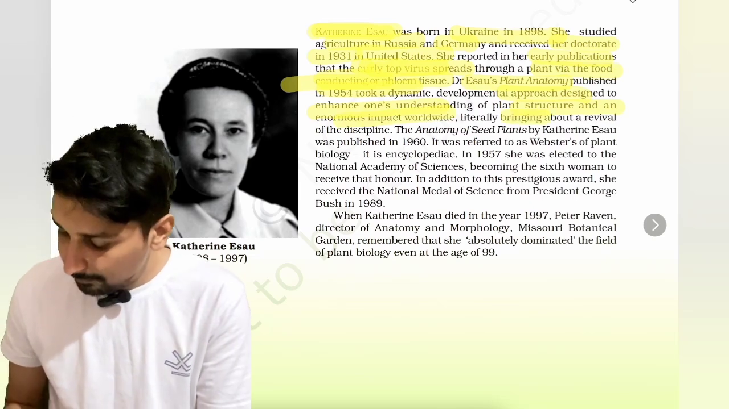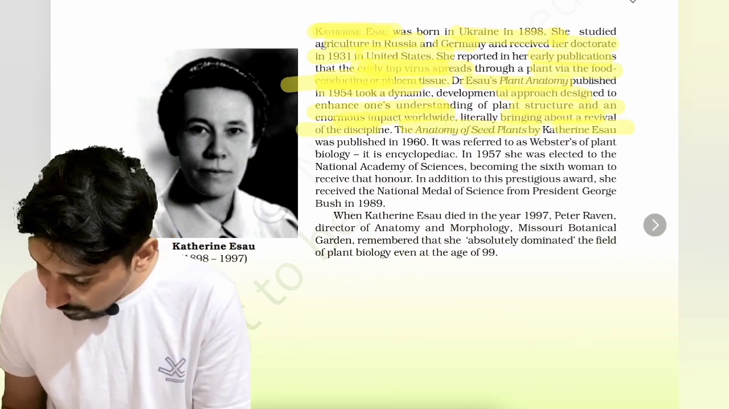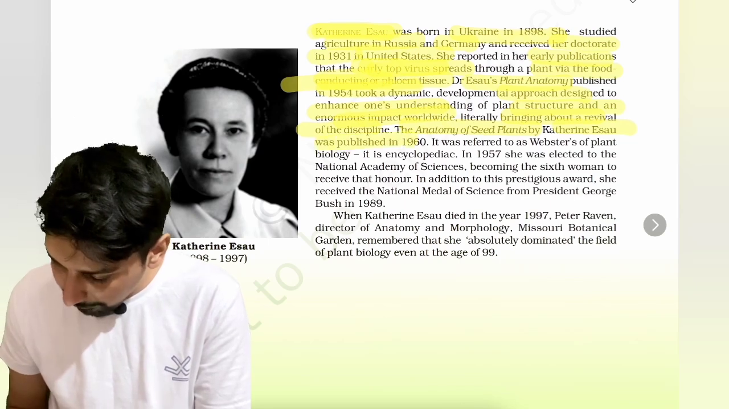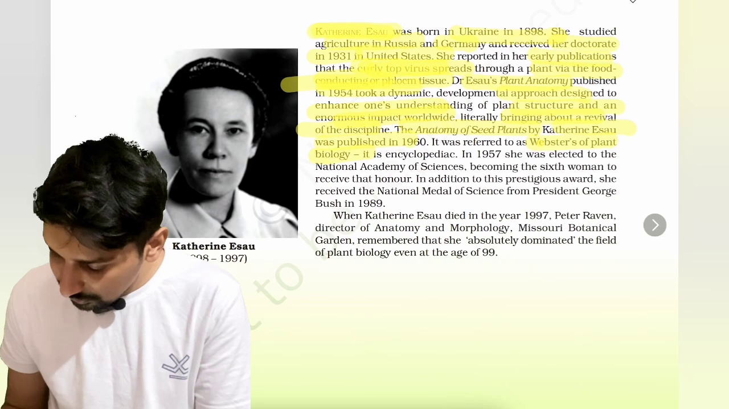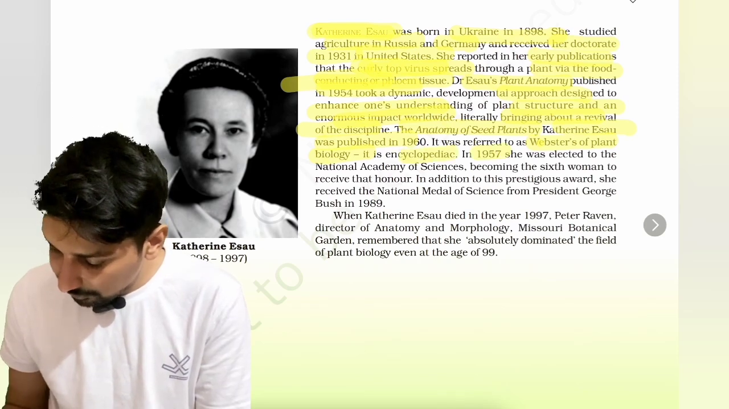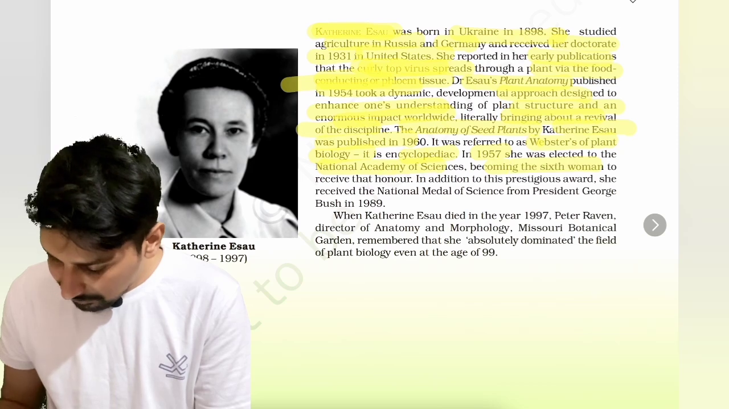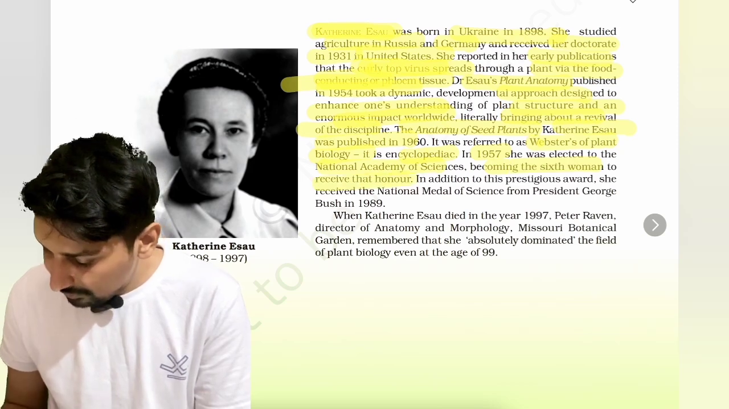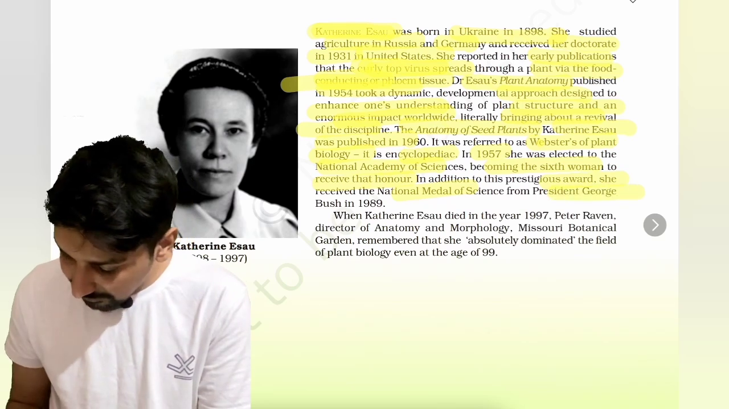Anatomy of Seed Plants by Catherine Esau was published in 1960. It was referred to as the Webster of Plant Biology. It is an encyclopedia. In 1957, she was selected to the National Academy of Sciences, being the 6th woman to receive the honor. She got prestigious awards. She received the National Medal of Science from President George Bush in 1989.